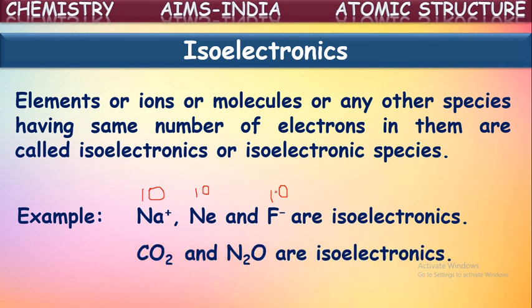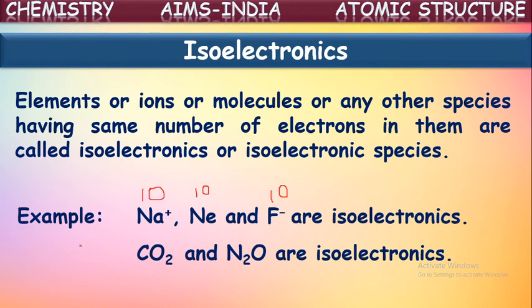Next, one more example if you see here. We told they might be molecules also. So CO2 and N2O, carbon dioxide and nitrous oxide. This nitrous oxide is also called laughing gas, as we know. So laughing gas and carbon dioxide, these two are having the same number of electrons. So these two molecules are called isoelectronics.